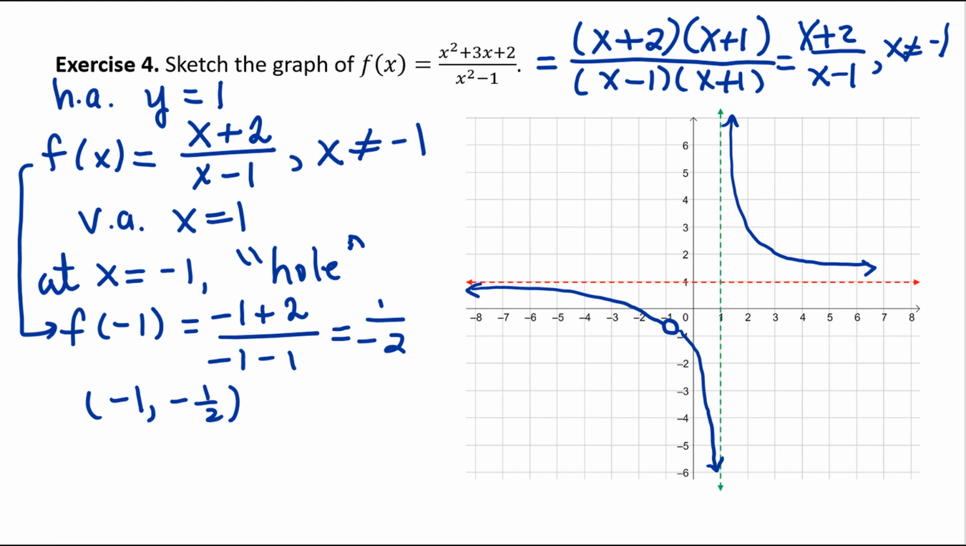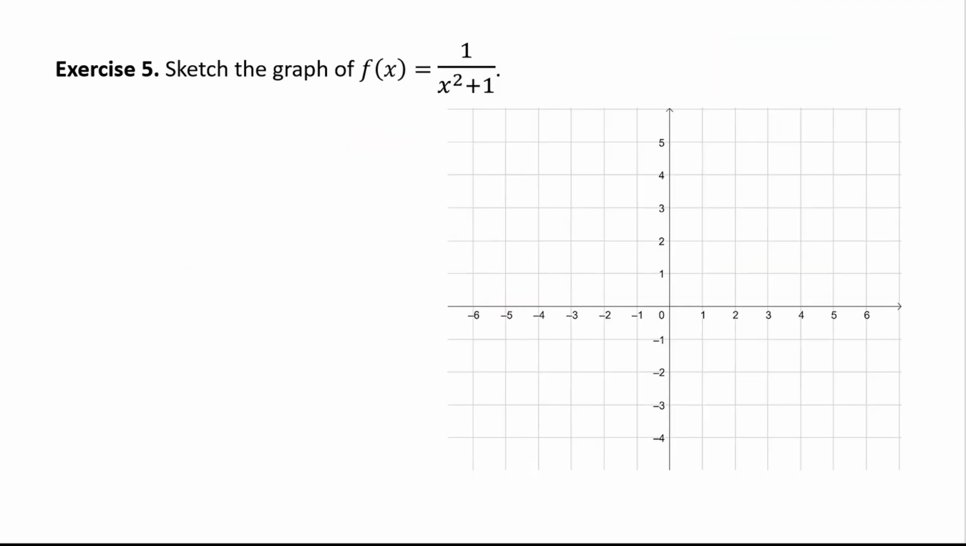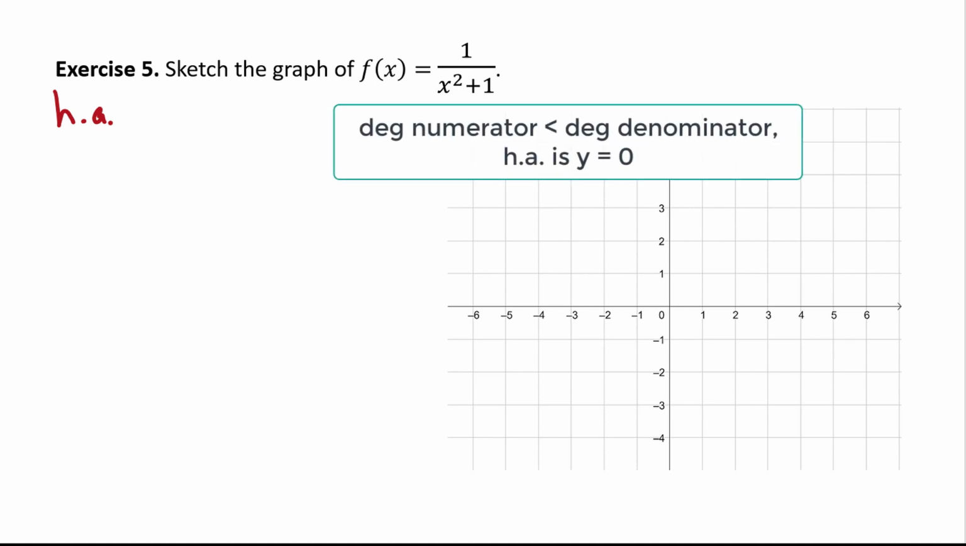Sketch the graph of f of x equals 1 over x squared plus 1. Let's begin by looking for horizontal asymptotes, if any exist. A horizontal asymptote would exist if the degree of the numerator is less than the degree of the denominator, and that is the case for this rational function. In fact, when the degree of the numerator is less than the degree of the denominator, the horizontal asymptote is y equals 0, or the x-axis.